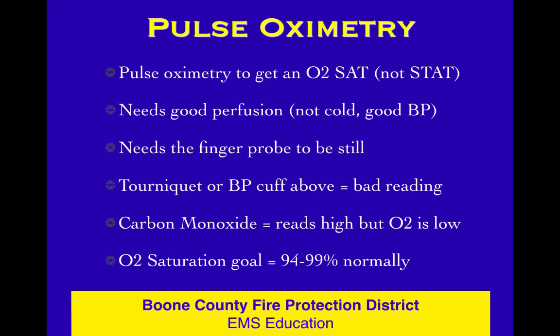Don't make decisions on bad data. Bad decisions come from bad data. So O2 sat goal, 94 to 99. We'll talk a lot more about it, but circulate, ventilate, oxygenate, and that's the next step in our assessment plan.